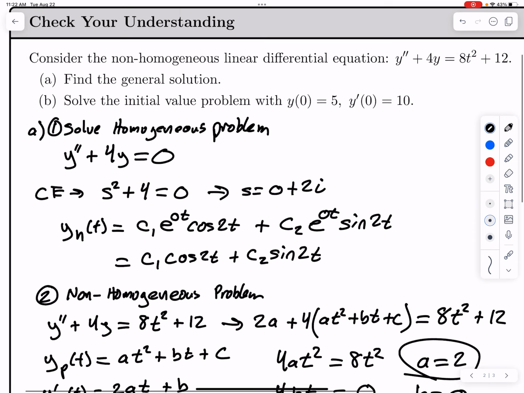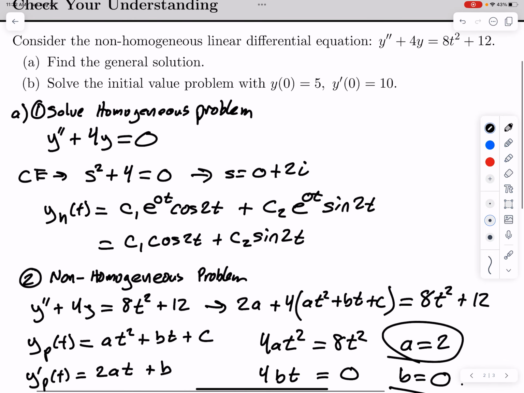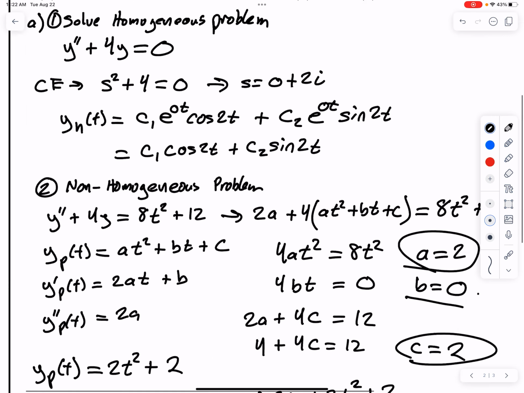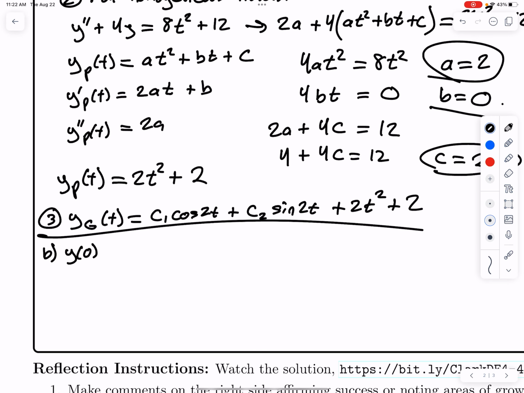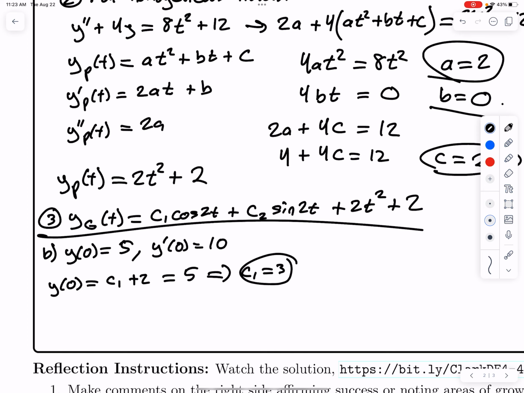Part B is solve the initial value problem, y of 0 equals 5, y prime of 0 equals 10. If I take my general solution and plug in 0, what will I get? y of 0 will be, cosine of 0 is 1, so there's c1. Sine of 0 is 0, so that's plus 0. 2 times 0 squared is 0, so c1 plus 2 has to equal 5. That tells me that c1 must be equal to 3.